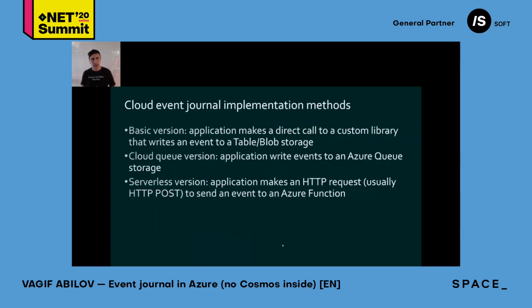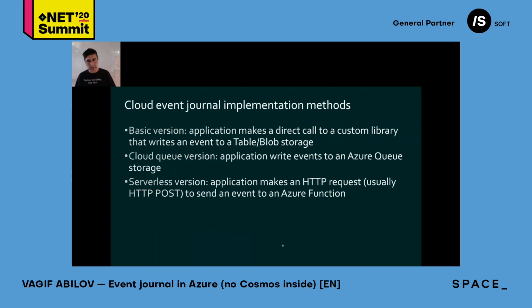There are 3 levels of these examples. Actually, this is also what happened to us in our project. First, we made a basic version where the application had to make a direct call to a custom library. It's fine, but anyone who wants to write something to the Event Journal needs to reference our custom library, and it can be simplified. Also we can improve scalability of our system by doing an asynchronous write. So we implemented this cloud queue version. Instead of writing directly to the Event Journal, applications just write to queues using Azure Queue Storage. Later, when a message is fetched from the queue, it's written to the Event Journal.